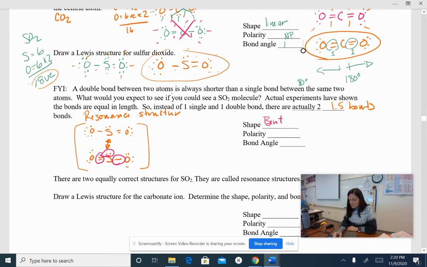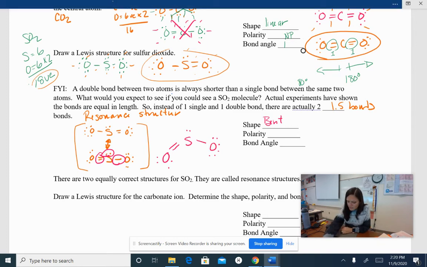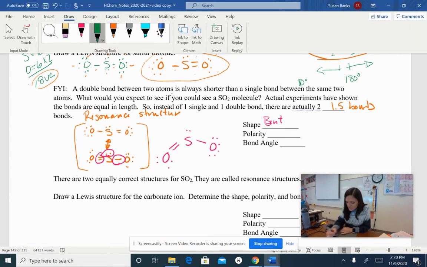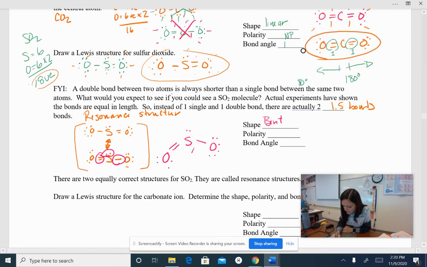Do I have electronegativity differences? Let me draw it the way it really is shaped. Do I have electronegativity differences between sulfur and oxygen? Oh yeah, sulfur is not nearly as electronegative as oxygen is. So I will have a dipole this way and I will have a dipole that way. So overall, if we add that all together, we have a dipole going like this. So yes, this molecule will be polar.